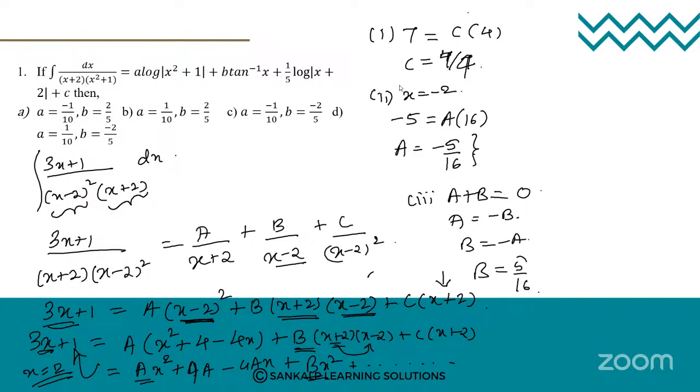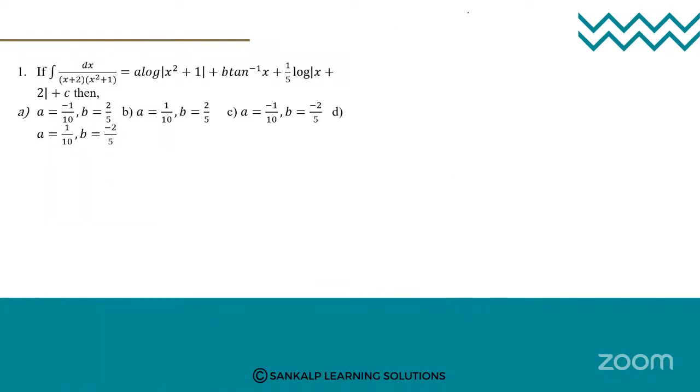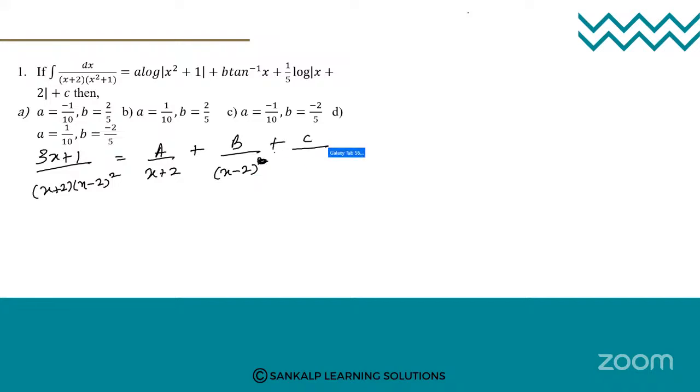Okay, so fine, I will do by the traditional method only then. What was your question? 3x plus 1 divided by (x plus 2)(x minus 2) whole square, which can be written as A divided by x plus 2 plus B divided by x minus 2 plus C divided by x minus 2 whole square. Okay, so what is the method after this?